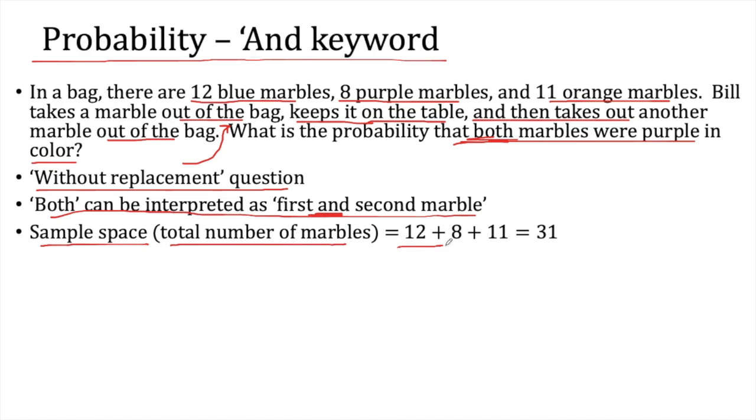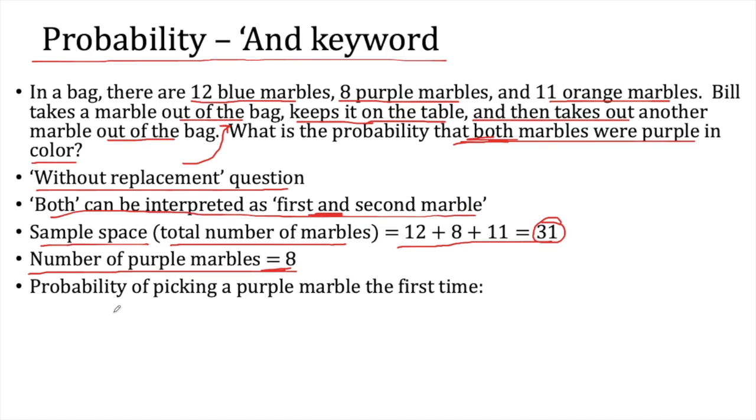So now our sample space in this question is just the total number of marbles, and that is 12 plus 8 plus 11, which is a total of 31. 31 marbles are the number of marbles that we have in our sample space, and we have to work with these 31 marbles. And we see that the number of purple marbles as defined in the question is 8.